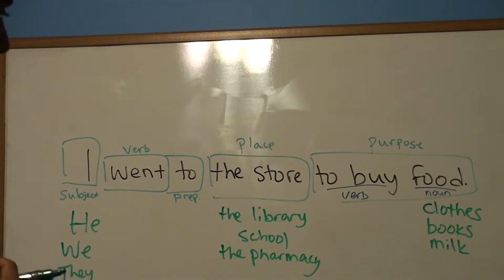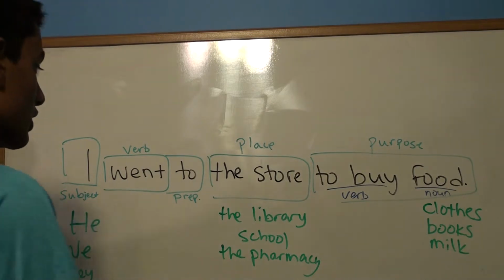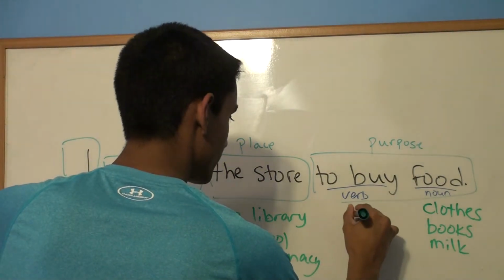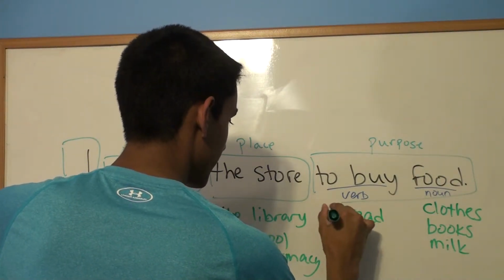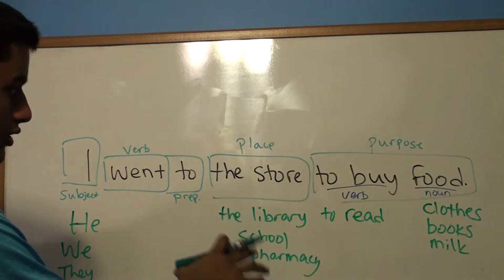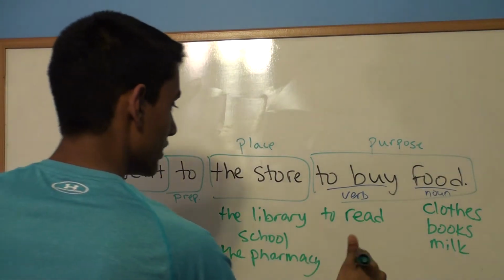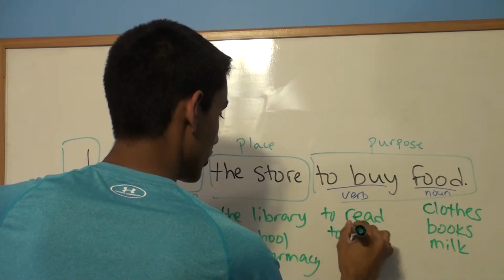Okay, so buy doesn't really fit there, so we can change the verb too. We can say to read. Oh, we can't forget the to, because the to is part of this construction, because the verb has to be in the infinitive form. To read. To learn.